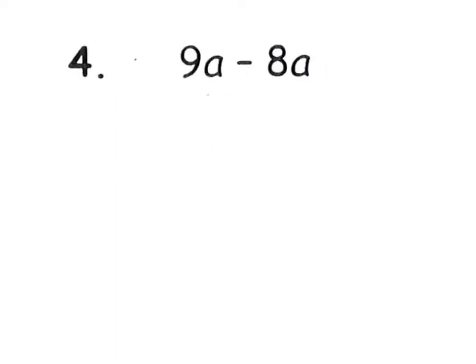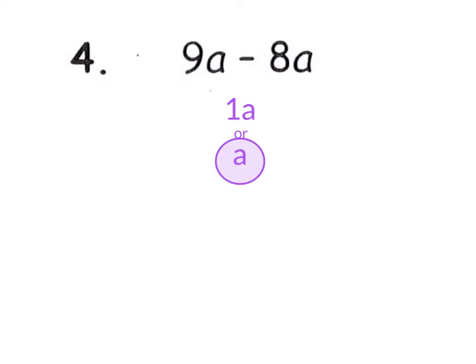Okay, for number 4, we have 9A minus 8A. If you feel like you still need to, you could write this out by writing out 9 of the A's and then crossing out 8 of them. But I think that was just to help guide you to understand what we're doing. We're combining our like terms and we're just going to subtract. So if I start with 9 and I subtract 8, I end up with 1A. Or this can also just be written as A by itself. And that's our answer for 4.